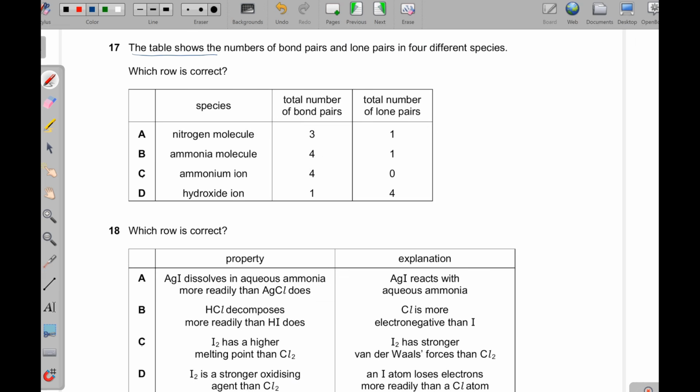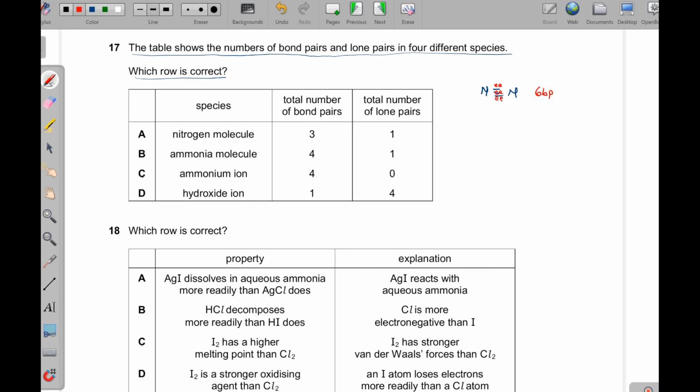Question 17. The table shows the numbers of bond pairs and lone pairs in 4 different species. Which row is correct? So I'm seeing nitrogen molecule, ammonia molecule, ammonium ion, and then hydroxide ion. Okay, so let's go to nitrogen molecule. Nitrogen has a triple bond. That means how many electrons are shared? This one has 2, this one has 2, this one has 2. So those are 6.